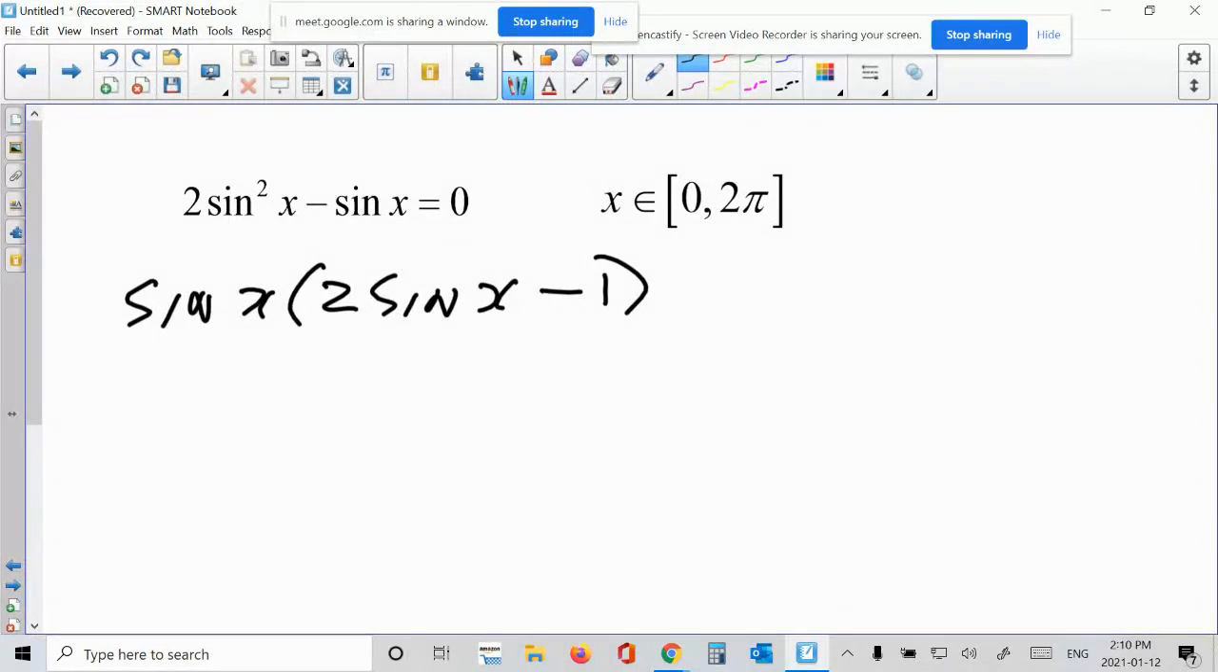Because the only trig identity I know for sine squared brings in cots, and I don't really want to do that. How do we have 2 sine x left over, you're saying? Oh, all right. So let me bring this down a bit.